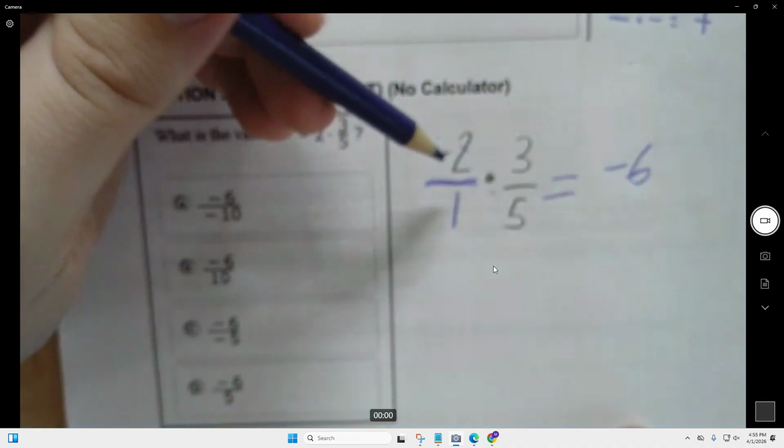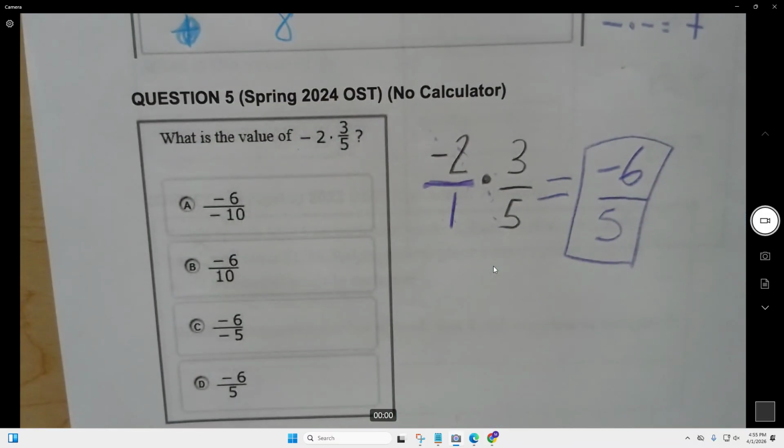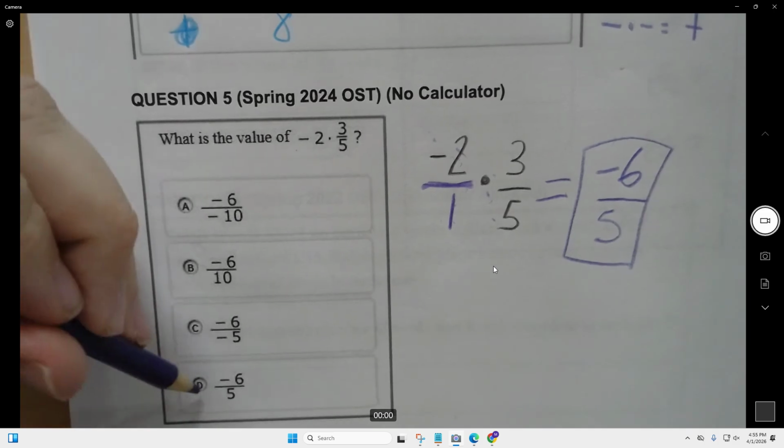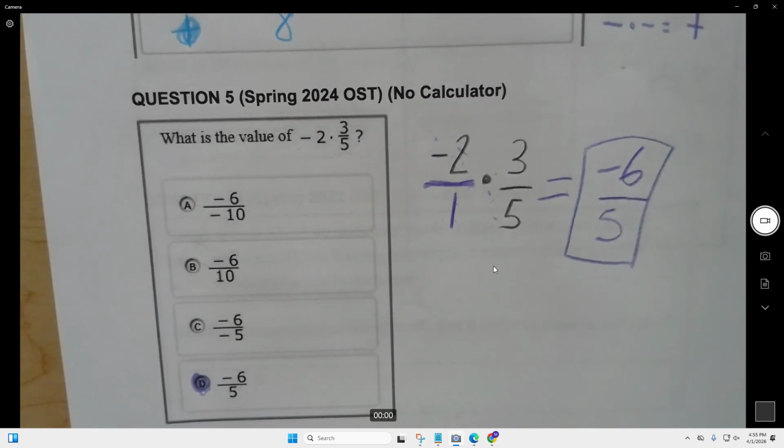Negative 2 times 3 is negative 6. And 1 times 5 is 5. So it is negative 6 over 5. Do we have that answer somewhere here? We do. It's answer D. Simple as that.